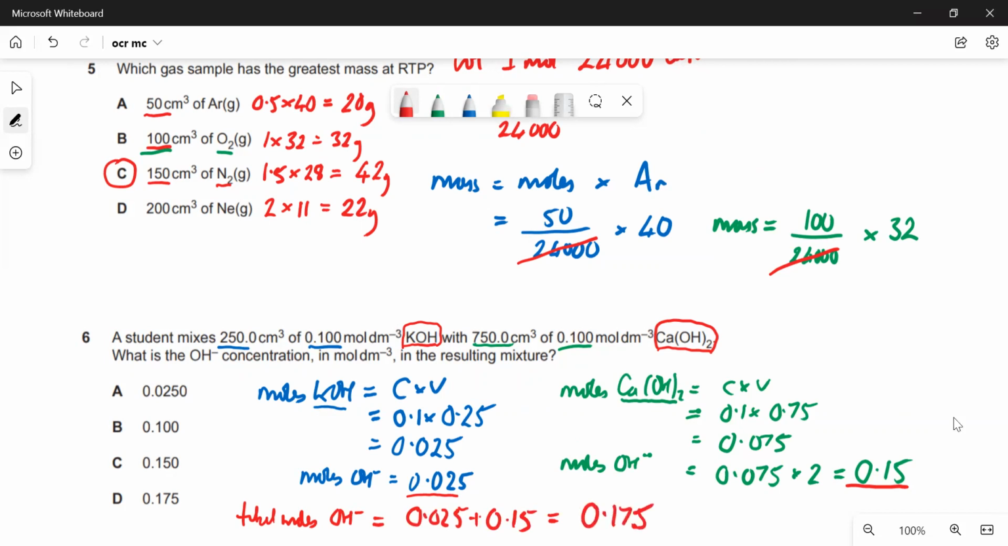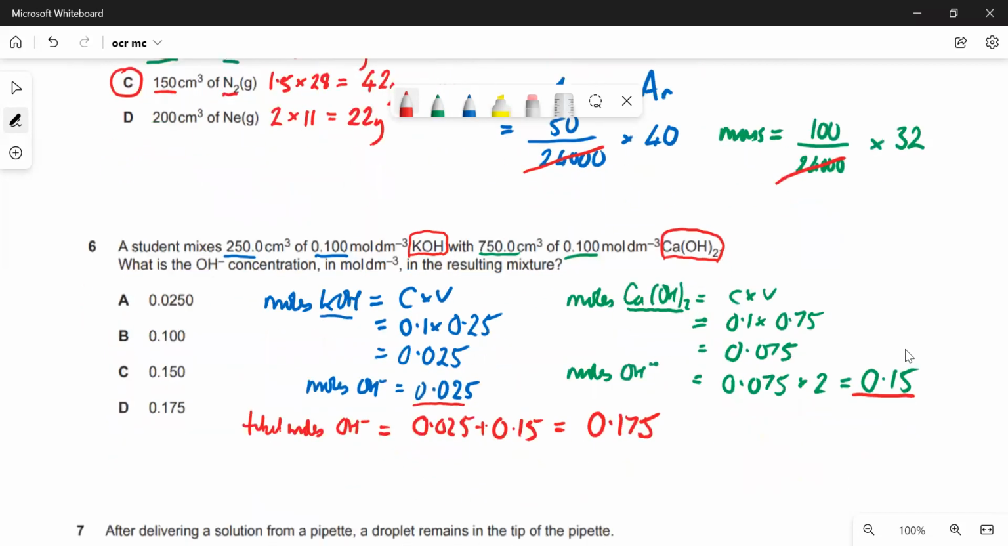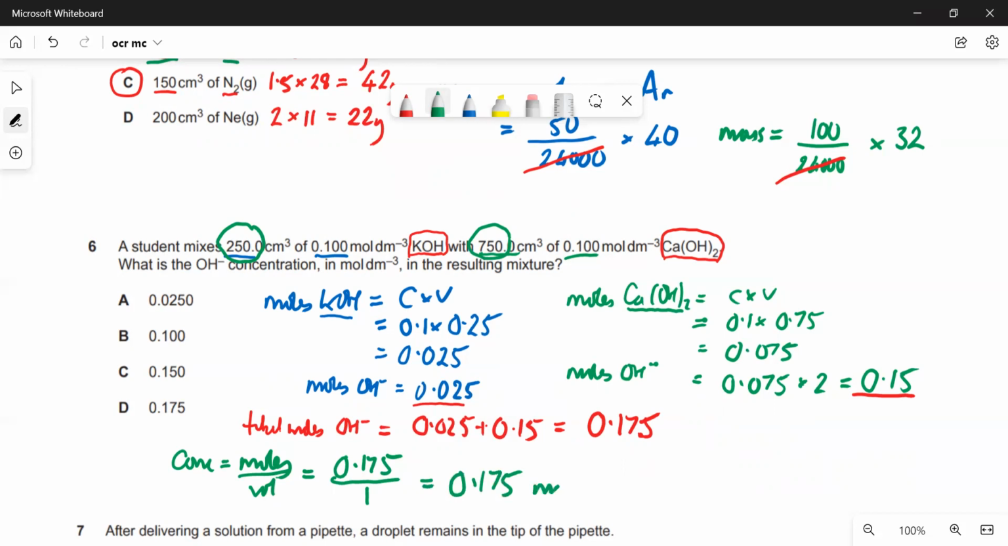Now, the final thing we need to do is, that's the moles of OH minus, we need to find out the concentration of OH minus. So conc is equal to moles over the total volume. So the moles is 0.175. What's our total volume? Well, we mixed up 250 centimeters cubed with 750. That makes 1,000 centimeters cubed. So that's 1 dm cubed, which is divided by 1. So 0.175 moles per decimeter cubed is our answer, which is D.